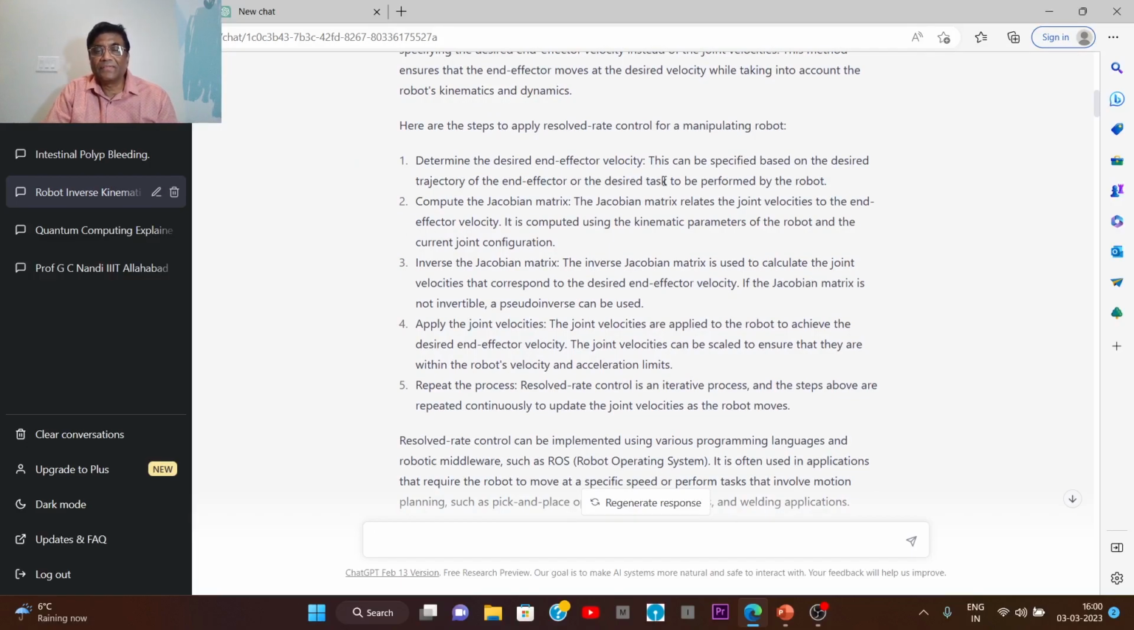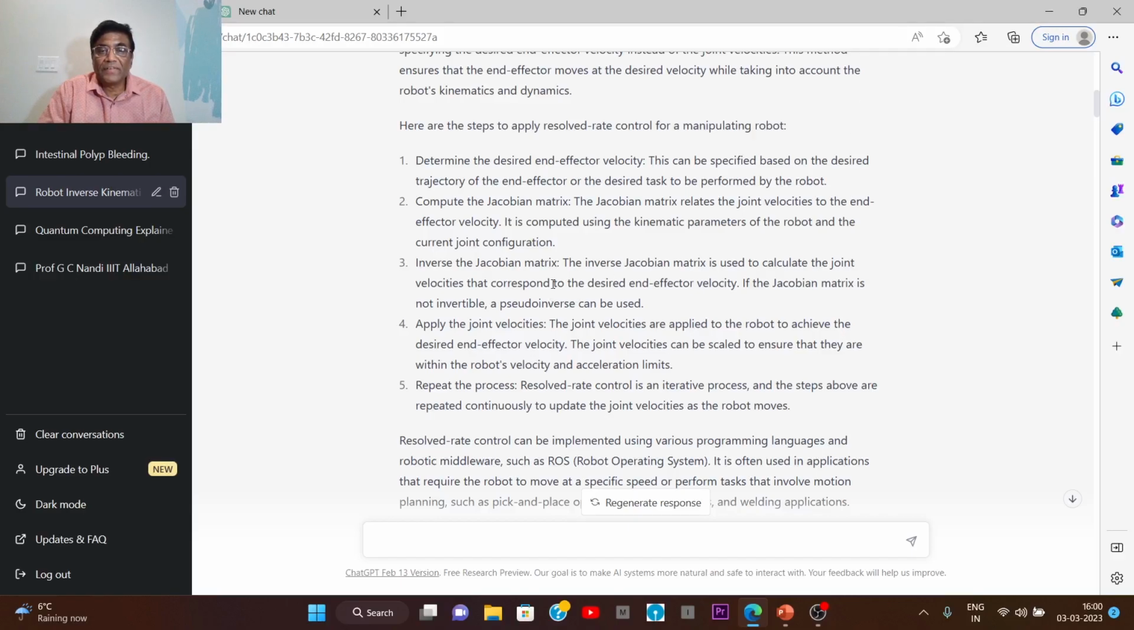Determine the desired end effector velocity that can be specified based on the desired trajectory of the end effector. Okay, then compute the Jacobian matrix. The Jacobian matrix relates the joint velocity to the end effector velocity. It is computed using the kinematic parameters of the robot and the current joint configuration. So these are all known to you, right? And these are very simple but fundamental robotics classes we teach, and you know now.